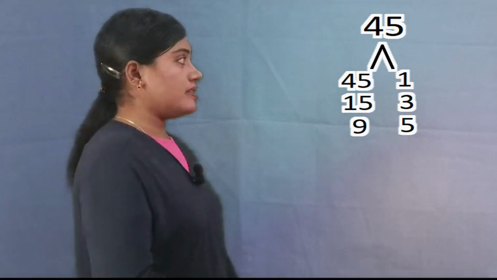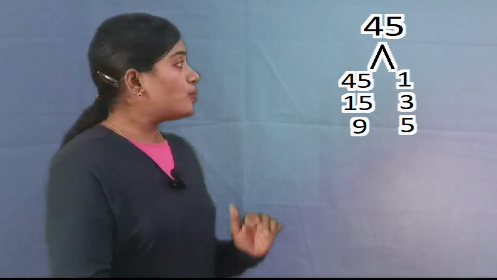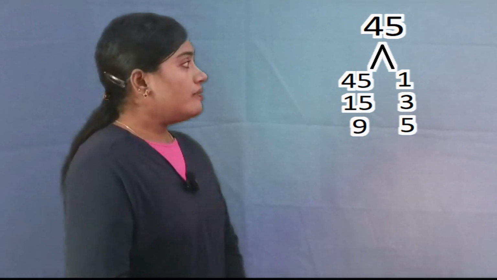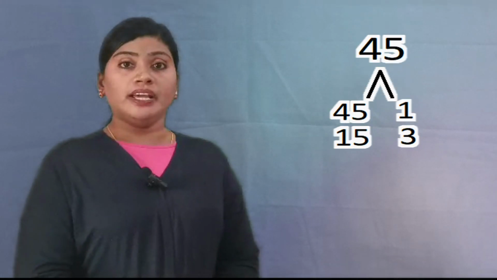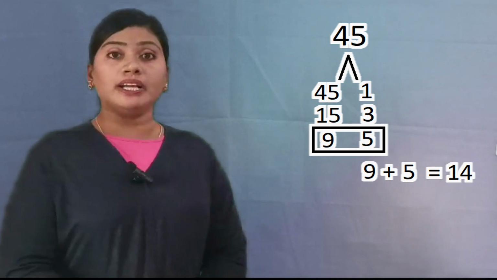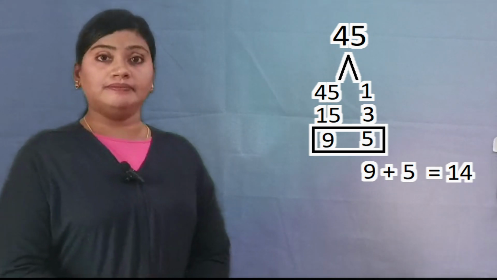Look at these factors. From these factors, we need to find two numbers whose product will be 45 and sum will be 14. Which of these add to give 14? 9 and 5. If we multiply 9 and 5, we will get 45. If we add 9 and 5, we will get 14.